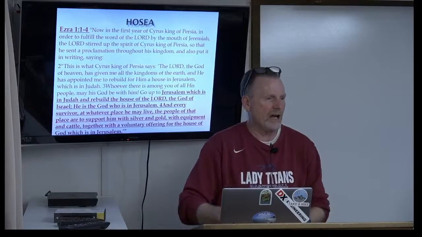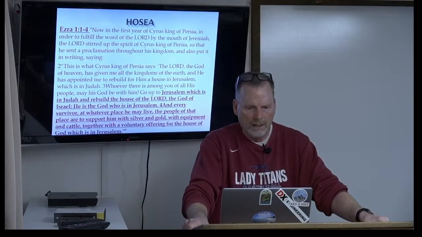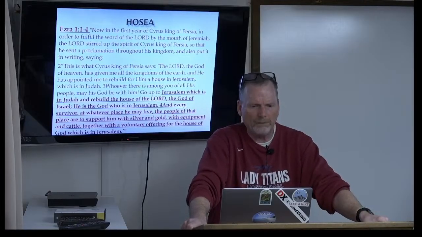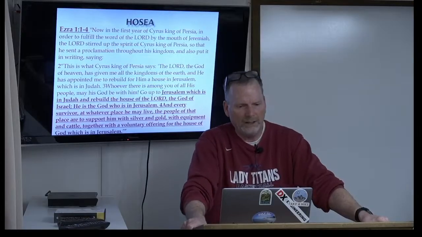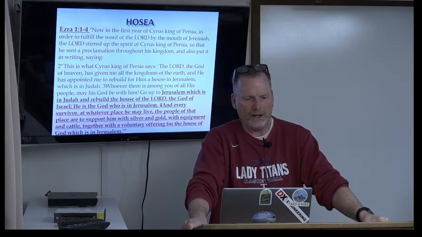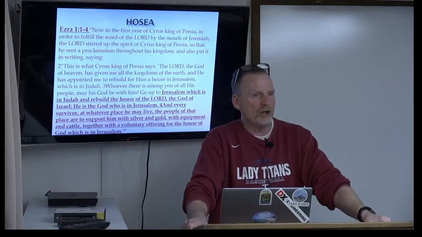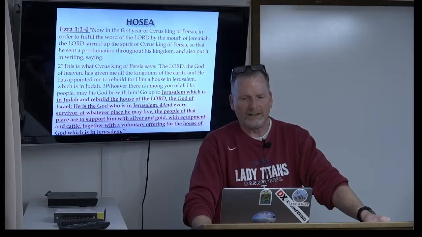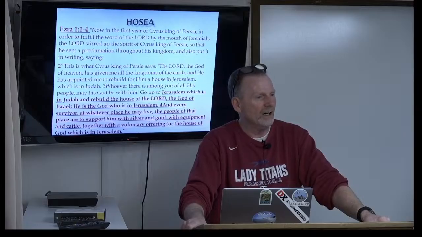Remember, by this time, the Medo-Persian Empire basically ruled the whole civilized world. So every survivor, whatever place he may live, the people of that place are to support him with silver and gold, with equipment and cattle, together with a voluntary offering for the house of God, which is in Jerusalem. That's the decree. That's a pretty widespread, firm decree, and of course that's the first thing that Ezra pens in his prophetic book.